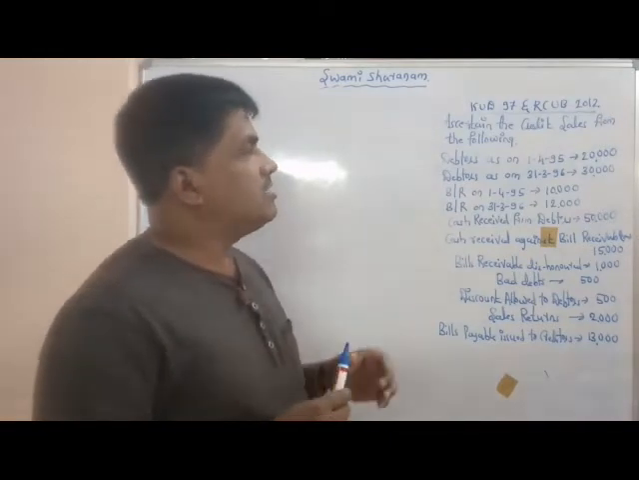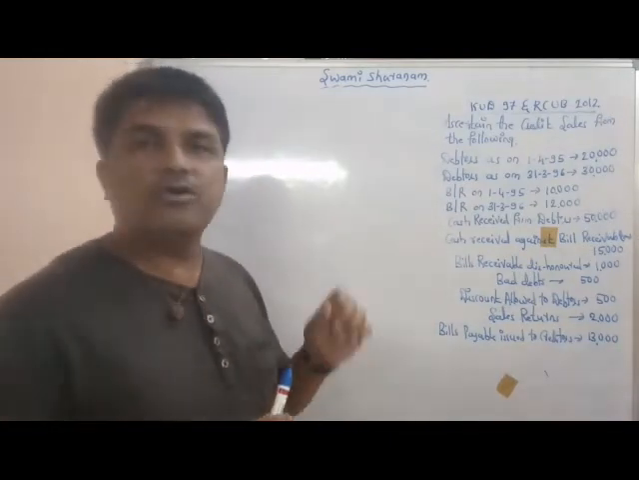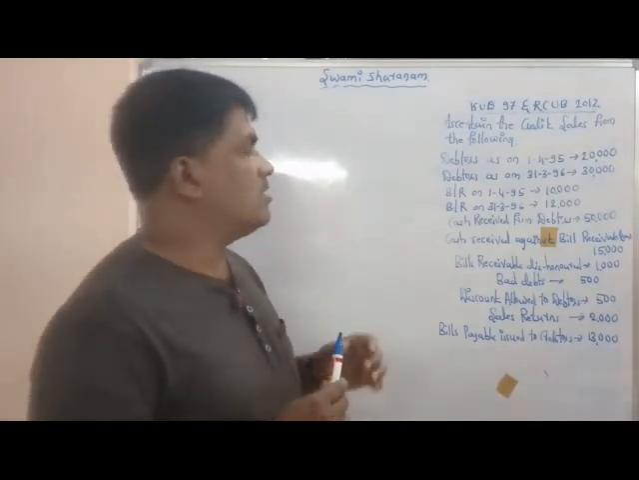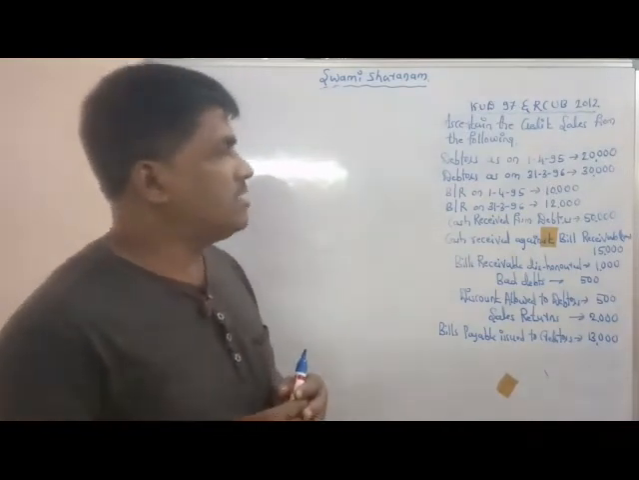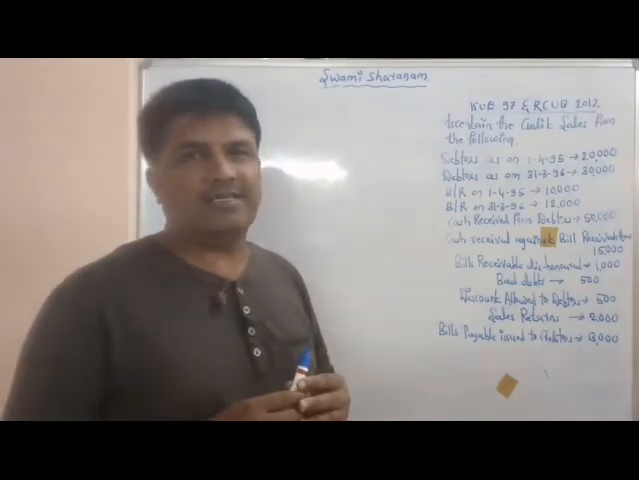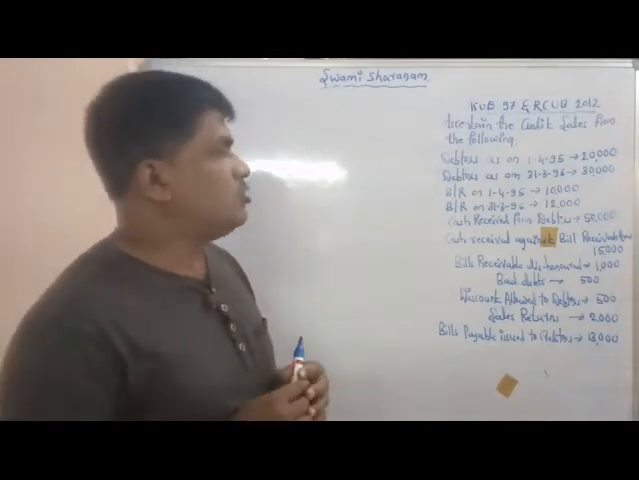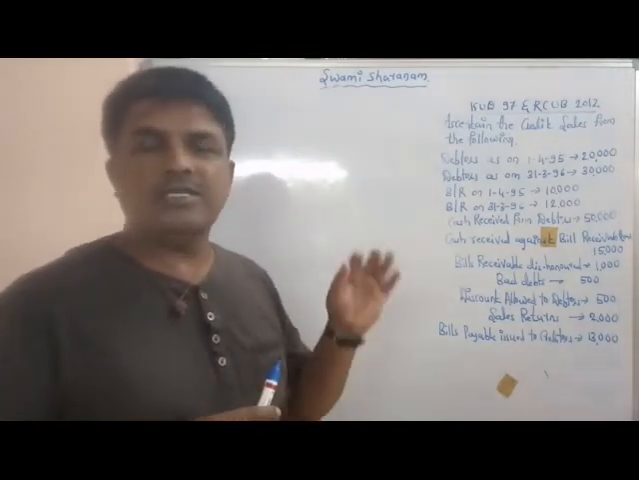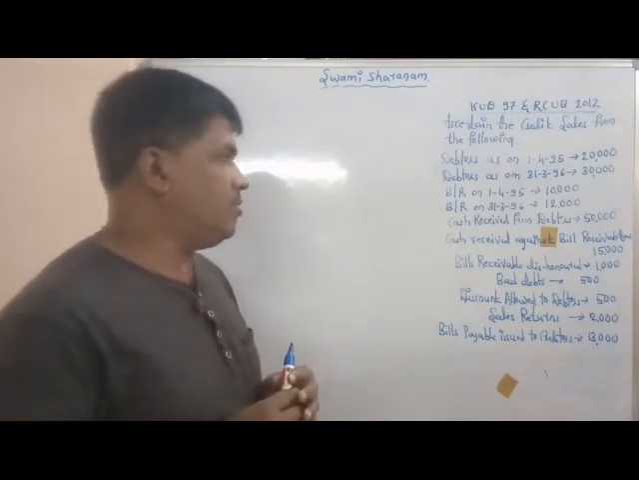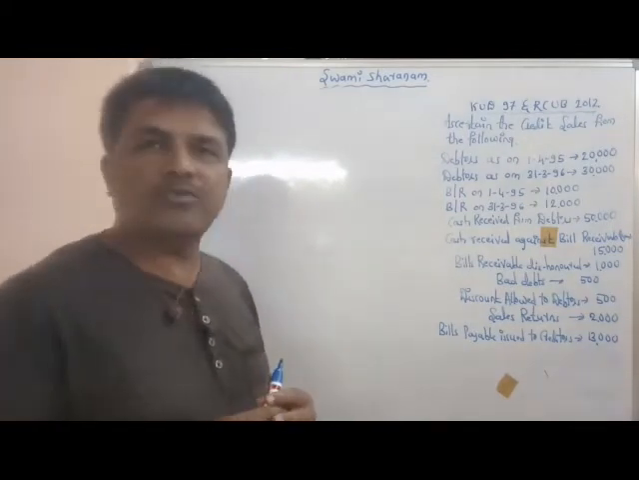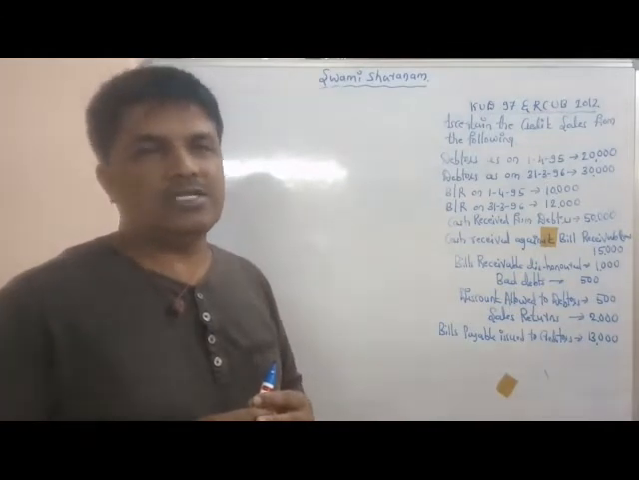First one, debtors as on 1/4/1995, 20,000. It means it is the opening balance of debtors. Next one, debtors as on 31/3/1996, rupees 30,000. It means it is closing debtors. Okay, next, bills receivable on 1/4/1995, rupees 10,000. It is the opening balance of bills receivable. Next, bills receivable on 31/3/1996, rupees 12,000. It is closing bills receivable.